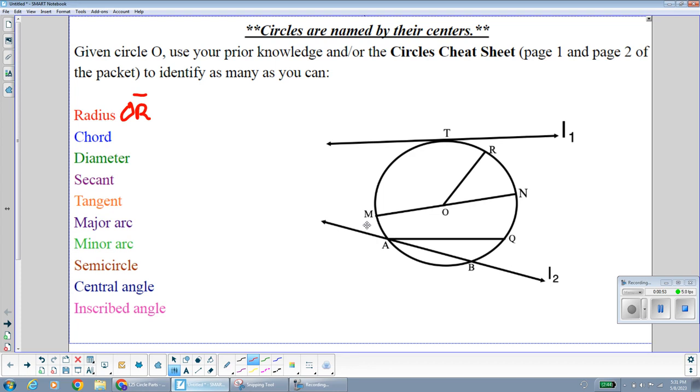A chord is a segment in a circle that doesn't pass through the center. So for example, AQ would be a chord because it is a segment in the circle, but it doesn't pass through the center. MON would be a diameter of the circle because it's a chord that does pass through the center.